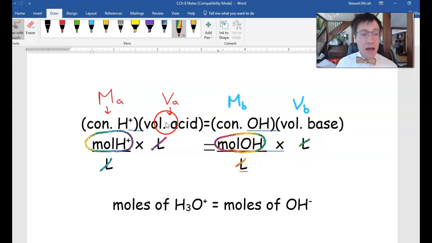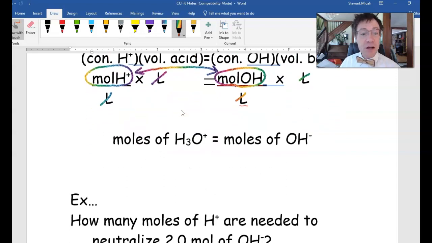And we know that these two things right here, the moles of hydrogen and the moles of hydroxide, have to be in a 1-to-1 ratio, right? Because 1 H to 1 OH, for good old high quality H2O. Do you guys get what I'm saying? So that's how the whole math thing here works.